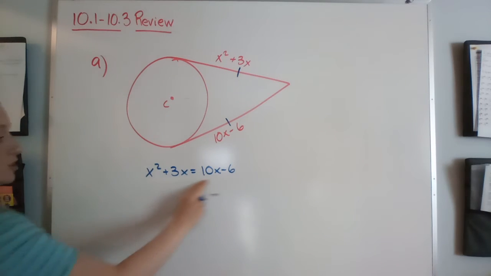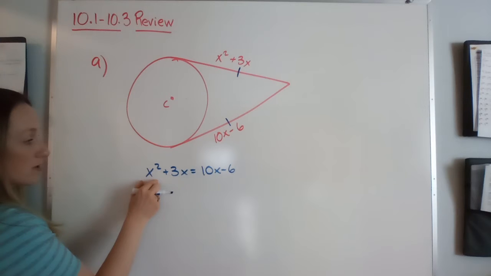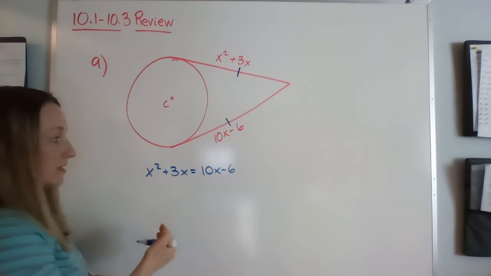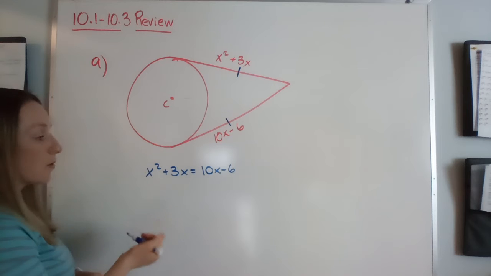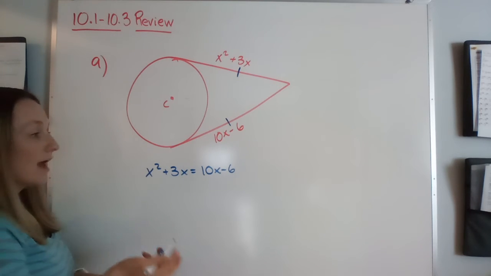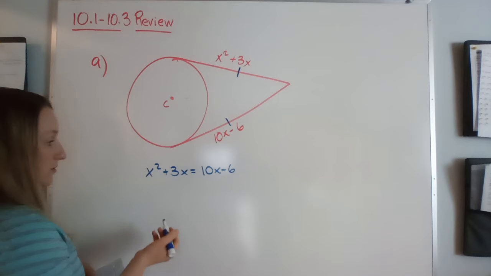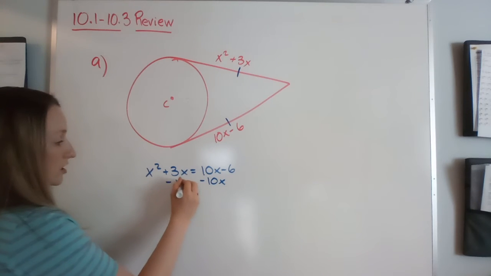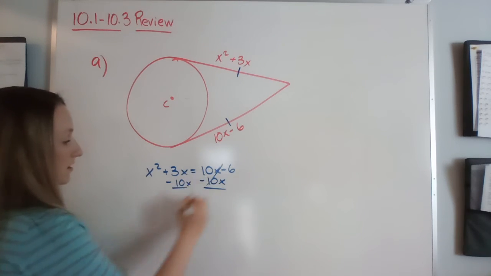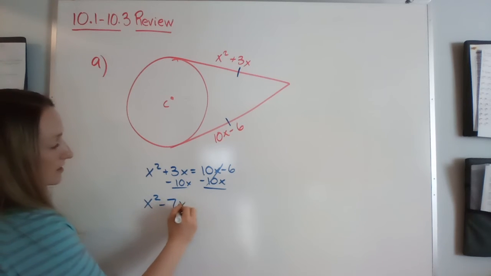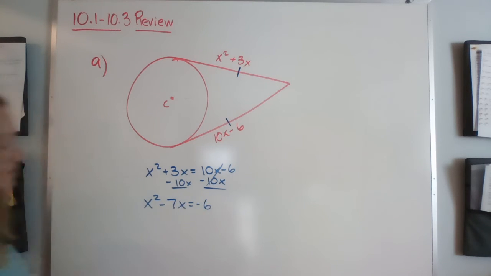Now this equation, because there's an x squared term in the equation and it's not going to be eliminated in any way, it's not going to cancel with another x squared term, I know it's quadratic. And when my equation's quadratic, I want to set it equal to 0 and then try to solve by factoring, which is always the best method. So I'm going to move the 10x over first by subtraction. So I have x squared and it's going to be negative 7x equals negative 6.